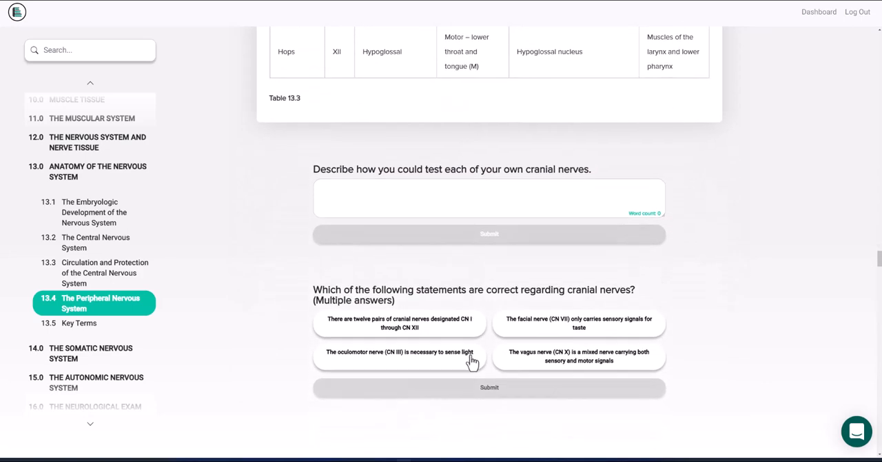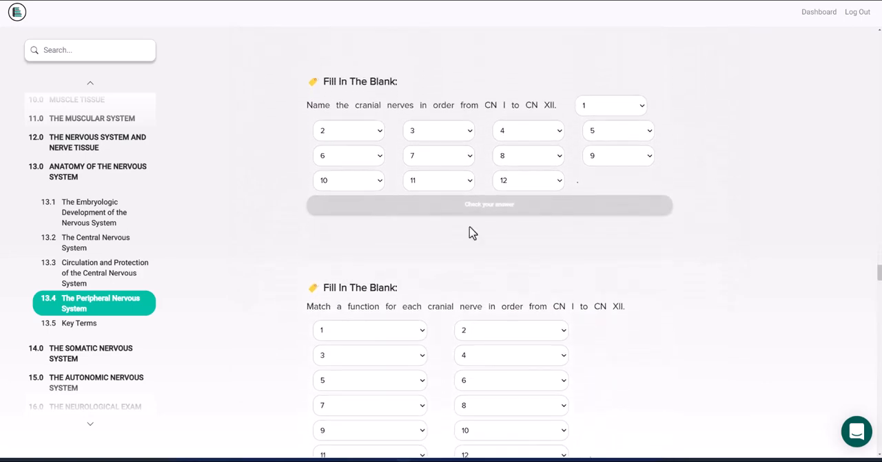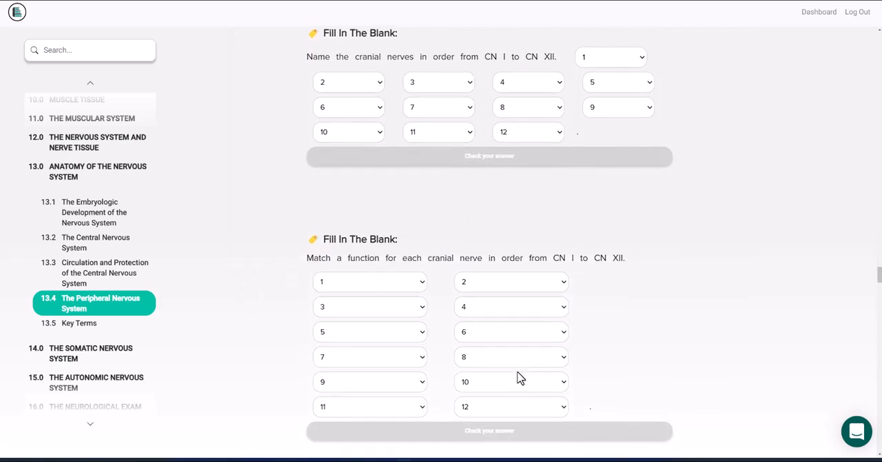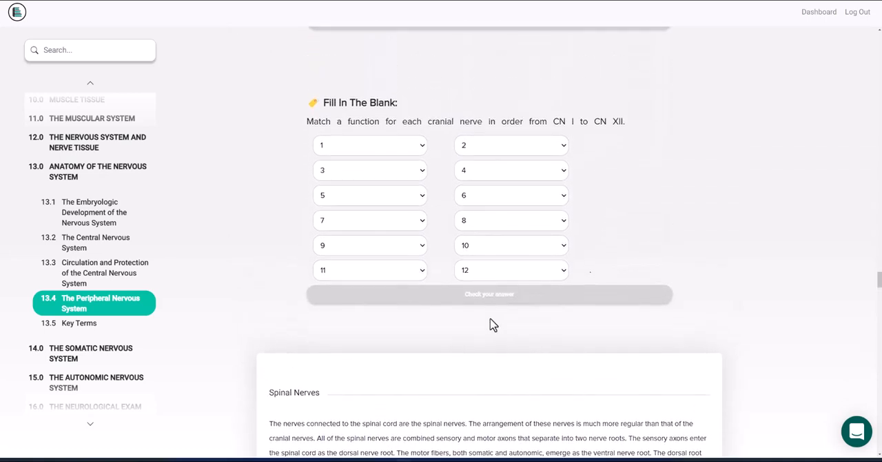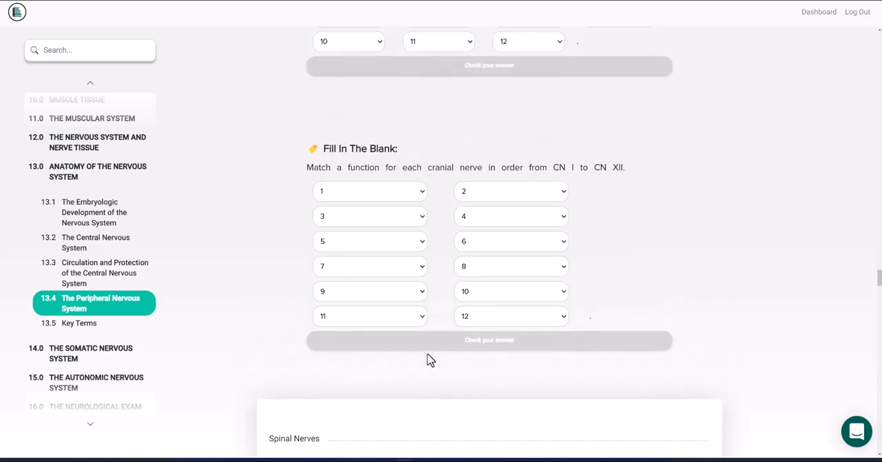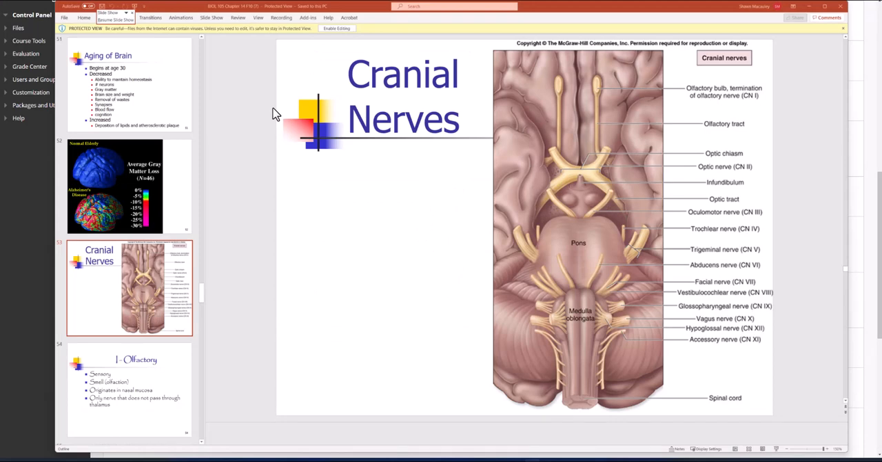Make sure you do these activities as well to help you learn your cranial nerves. I'm going to jump over to those other slides now and walk you through this one more time. I'm going to post these particular PowerPoint images just below this presentation. Again, it's just another way of looking at and learning the cranial nerves. What is on these slides is what you need to learn about each of these nerves.